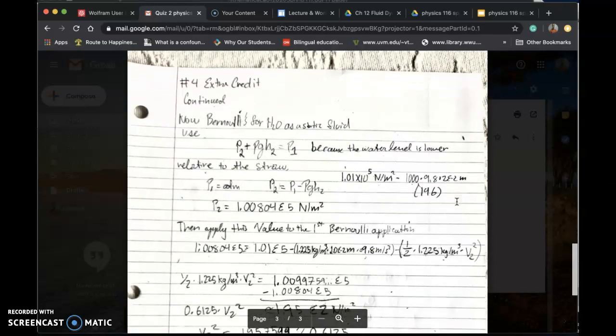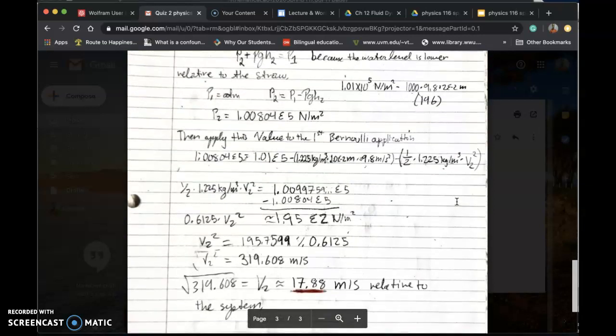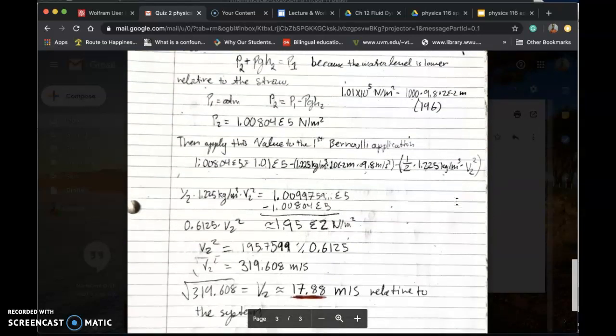Now we apply this value back to the first application of Bernoulli's equation. From there, we see that the new pressure is equal to the atmospheric pressure minus the value that we get from taking the density of air times the height times gravity, and then minus 1/2 of so forth and so forth. And then in order to make this work out, we move the larger value to be 1.0099759 minus 1.00804 E5. We find that difference to be 1.95 E2, which is roughly 195.